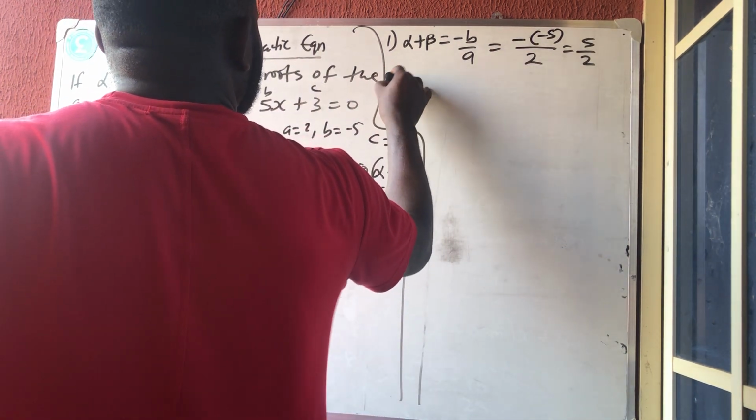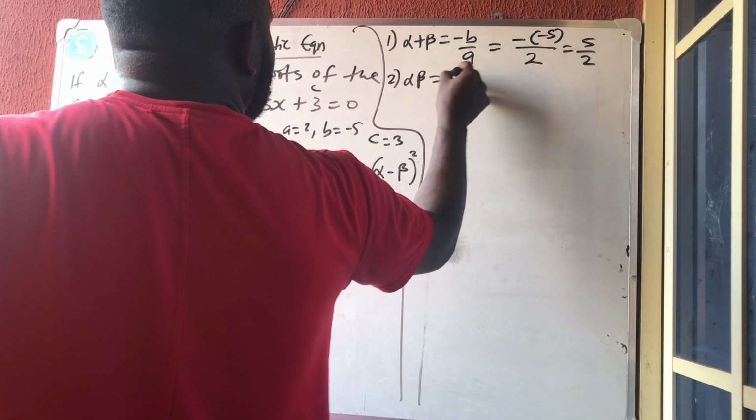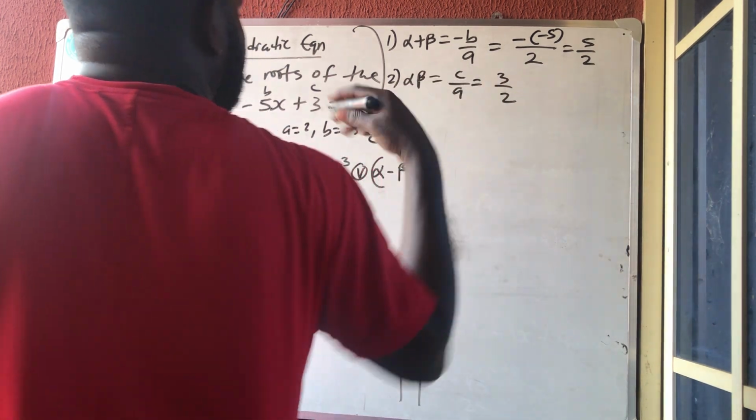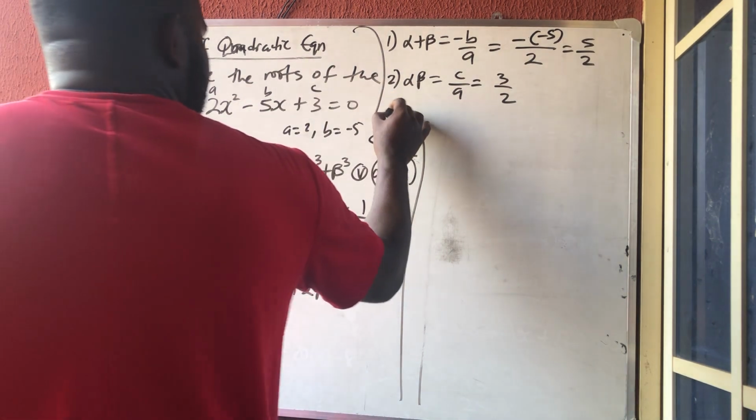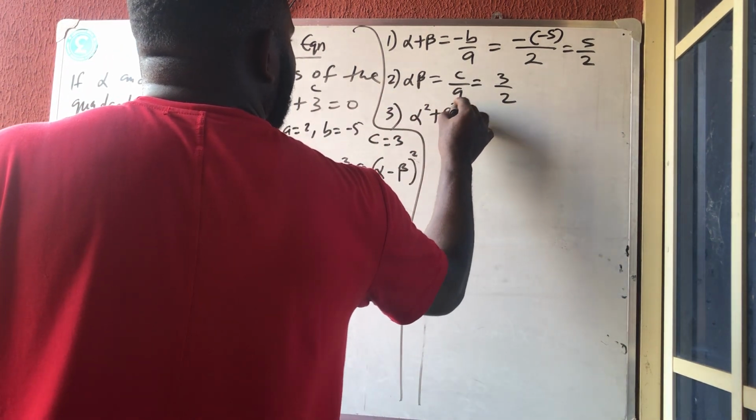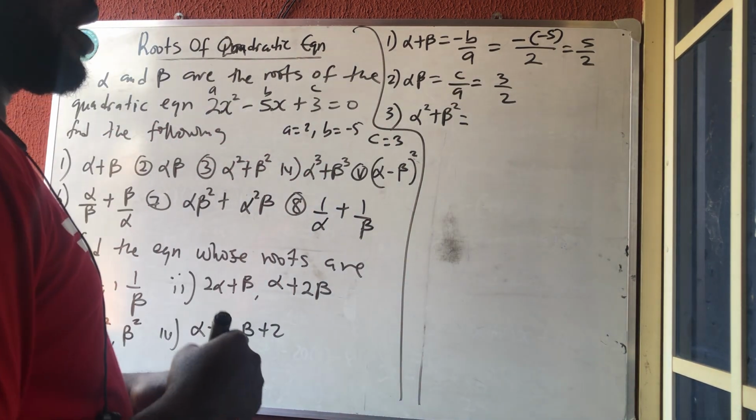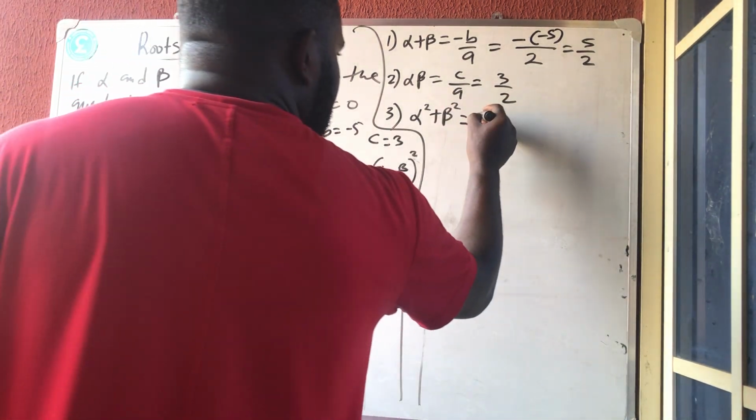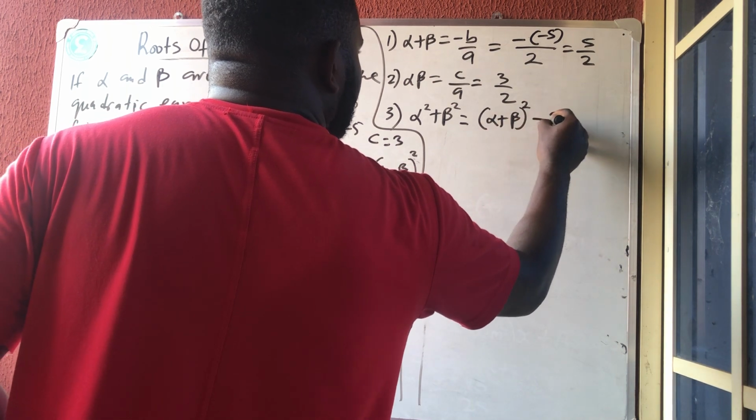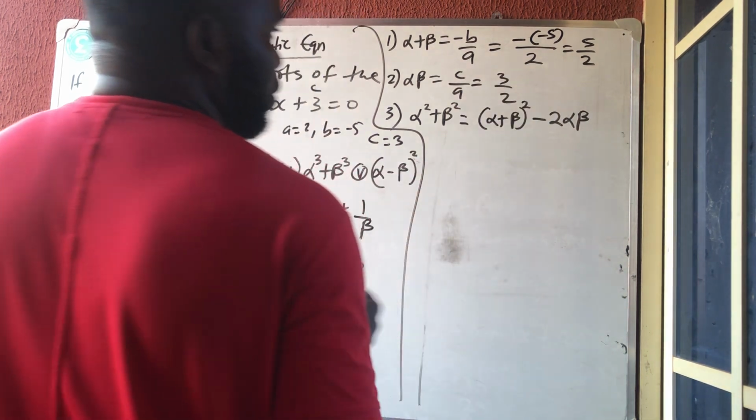Number two, alpha beta is c over a. You need to know this formula, which gives 3 over 2. You see, it's very simple. Number three is alpha squared plus beta squared. Please, you need to memorize the formula. The formula says bring the square outside: alpha plus beta all squared minus 2 alpha beta.